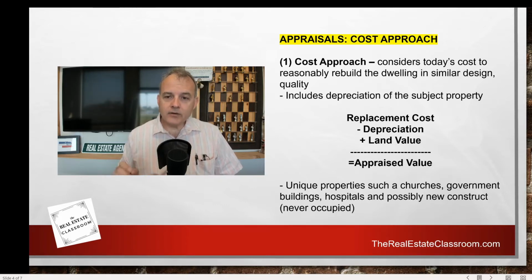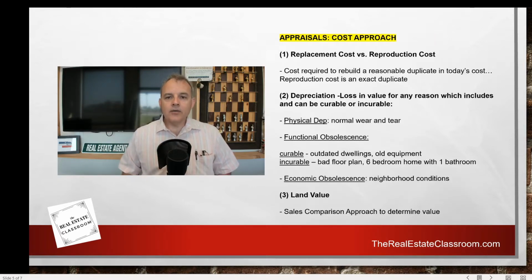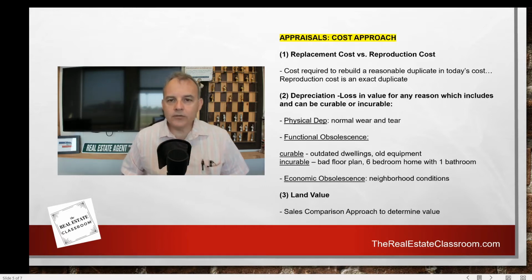There is the formula right there. Replacement cost minus depreciation. We add back in the land value. That gives us our appraised value. Now, another thing to understand about the cost approach, it's the only type, real important to remember this, it's the only type of approach to valuation that takes into consideration depreciation. I know I've killed that dead horse, but I really want you to grasp that. Now, there is your formula. We're going to talk about all three components.